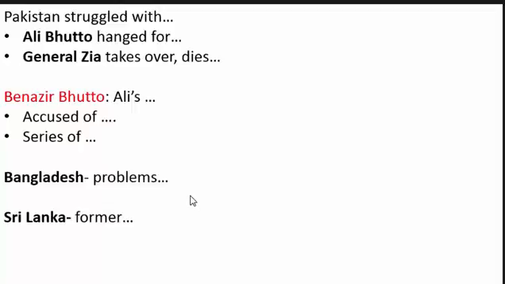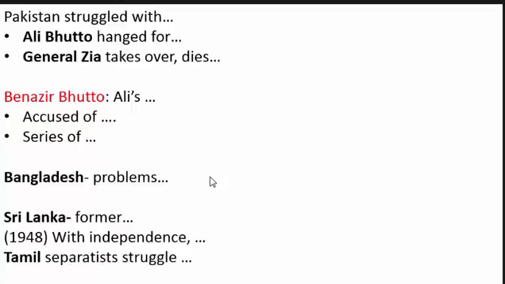With independence in 1948, you have a problem of ethnic and religious strife. You've got problems between Buddhists and Hindus. You've got problems between the Tamils and non-Tamils. And a group of Tamil separatists has struggled for independence since 1981.